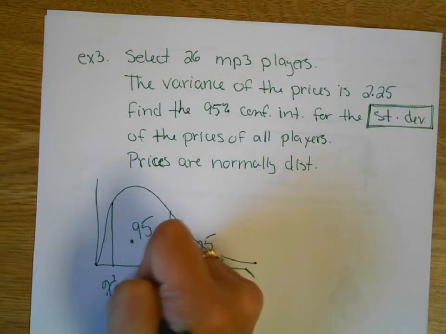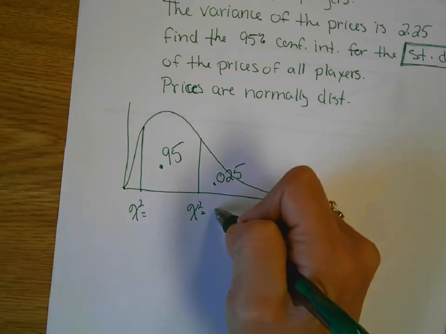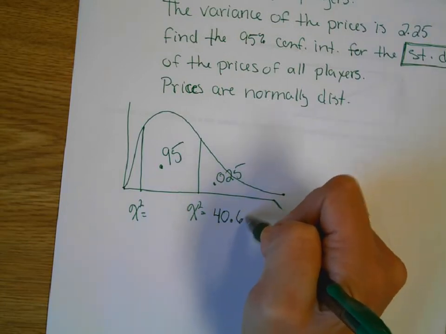Look these up. Don't we already have it? No, they change with sample size. It's not like z-scores, because the degrees of freedom is going to change. 39.364. For which? 40.646. Yeah, I was looking at 24. I subtracted 2 and 1. I got 40.646.